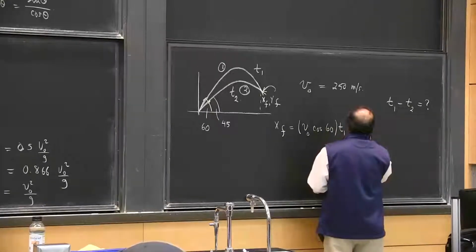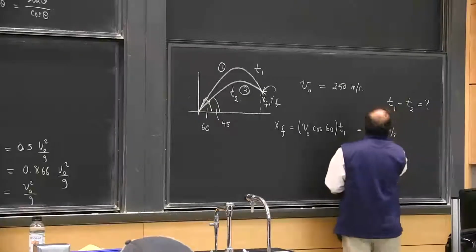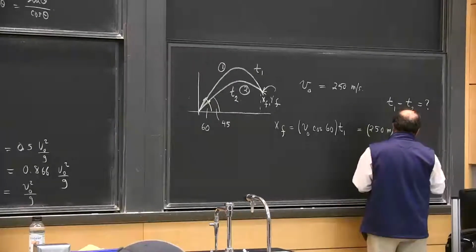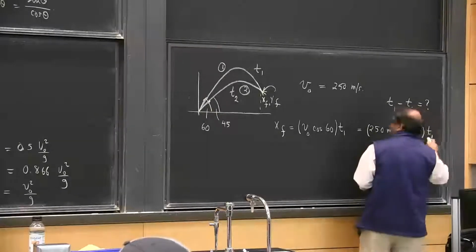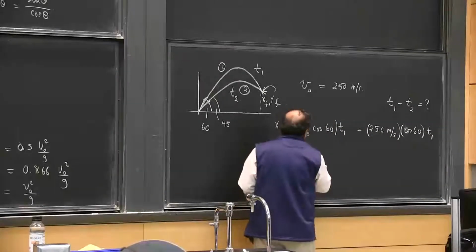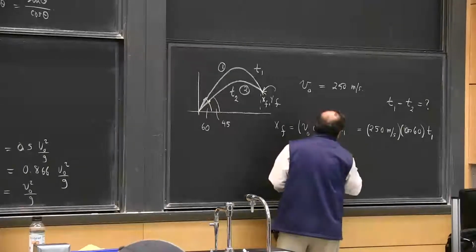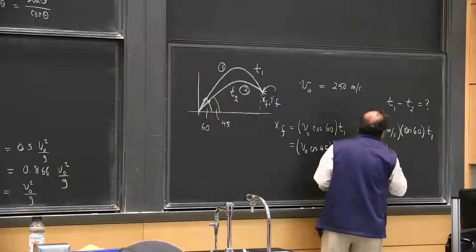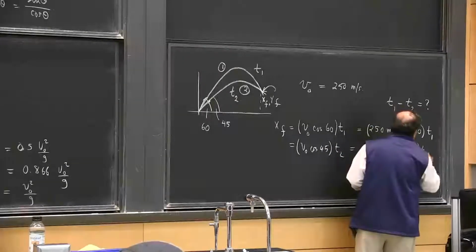And this would then be 250 meters per second times cos 60. Cos 60 is half, but let's leave it as cos 60 for now, times T1. And this quantity is also the same as V0 cos 45 times T2. That's for the second missile. So that will be 250 meters per second times cos 45, and this will now be T2.